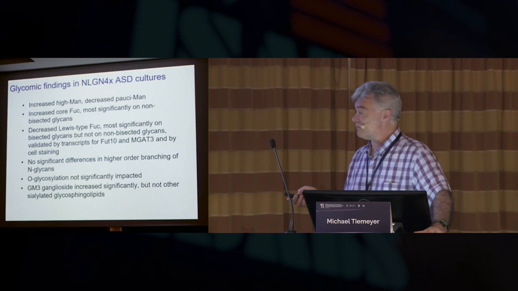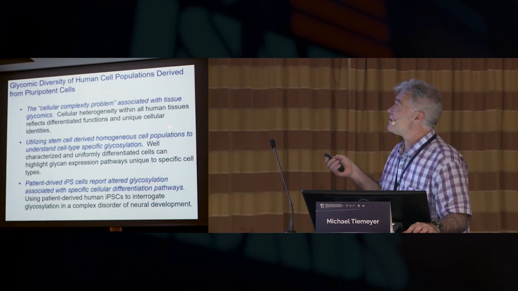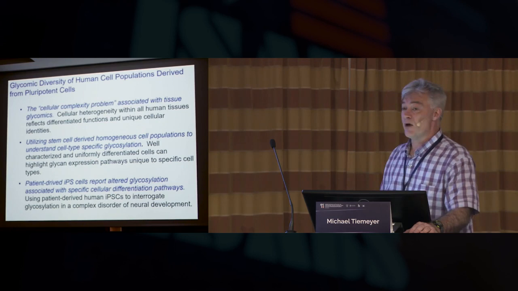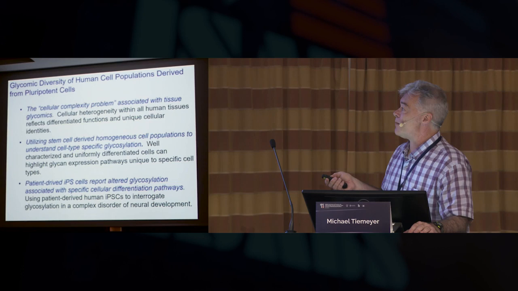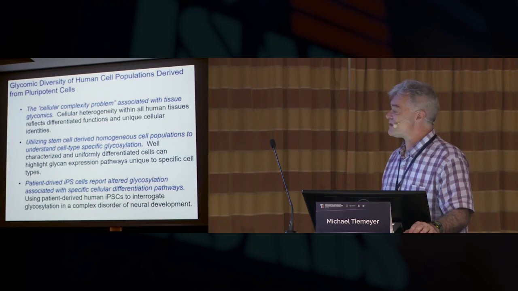So I tried to tell you a bit about how we think about addressing cellular complexity, and one way to do that is to try and use relatively homogeneous cell populations to ask glycomic questions as models for what may be happening in more complex tissues, and that these approaches can actually help us understand something about what's happening in neurodevelopmental disorders.